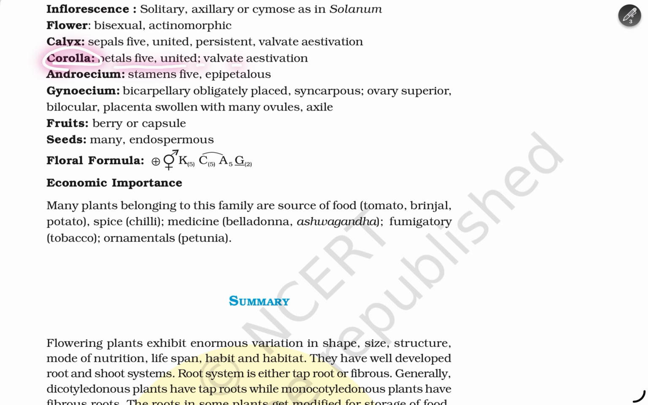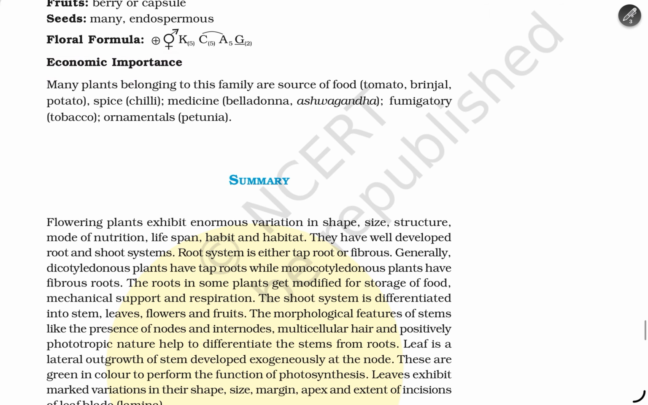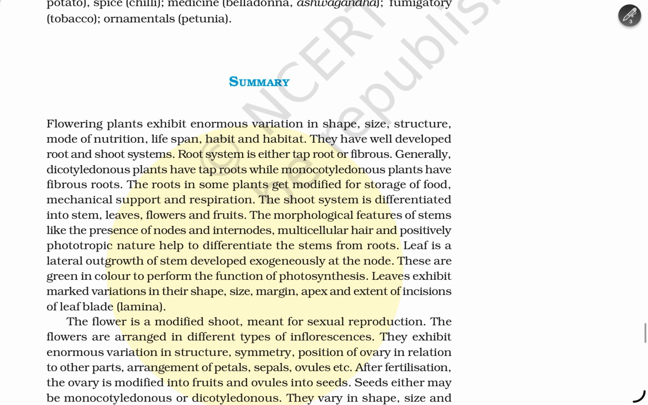Floral characters: inflorescence solitary, axillary, or cymose, as in Solanum. Flowers are bisexual and actinomorphic. Sepals five, free or united, persistent, valvate aestivation. Corolla petals five, united, valvate aestivation. Androecium: five stamens, free and epipetalous. Gynoecium bicarpellary, obliquely placed, syncarpous, ovary superior, bilocular, placenta swollen with many ovules. Fruit a berry or capsule, seeds many, endospermous. Floral formula is given. Economically important: many plants belonging to this family are a source of food, such as tomato, brinjal, and potato; spices, such as chili; medicine, such as belladonna and ashwagandha; fumigatory, that is tobacco; and ornamental, that is petunia.